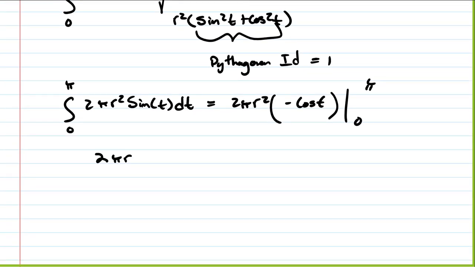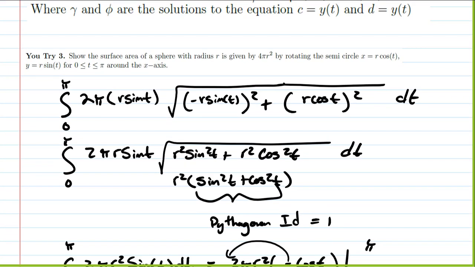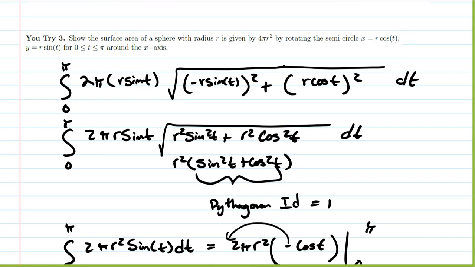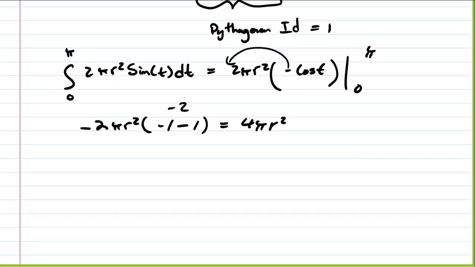So 2 pi r squared times, I'll put the negative out in front. So then cosine of pi is negative 1 minus cosine of 0 is 1. It gives us, once again, negative 2. We get 4 pi r squared, which is what we wanted to show, that the surface area of a sphere is 4 pi r squared.